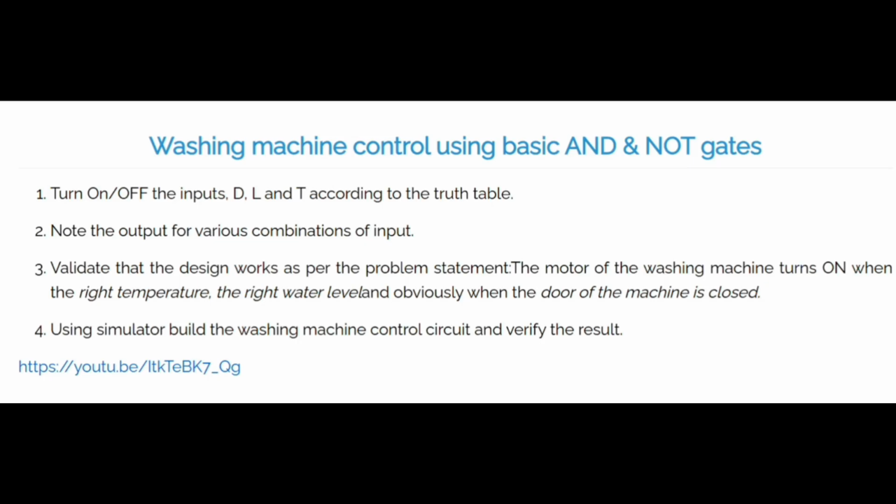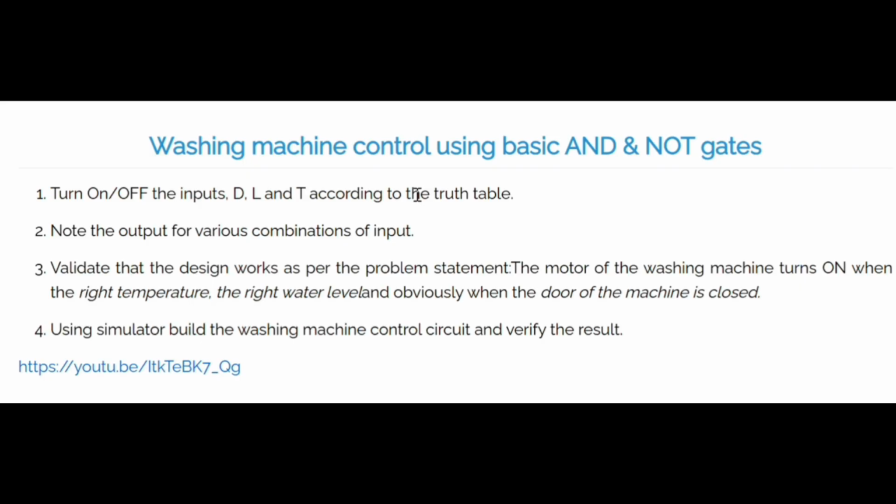This is the procedure. You have to turn on or off the inputs D, L, and T according to the truth table, note the output for the various combinations of input, and validate the design as per the problem statement. The motor of the washing machine turns on when the temperature and water level are right, and obviously when the door of the machine is closed.